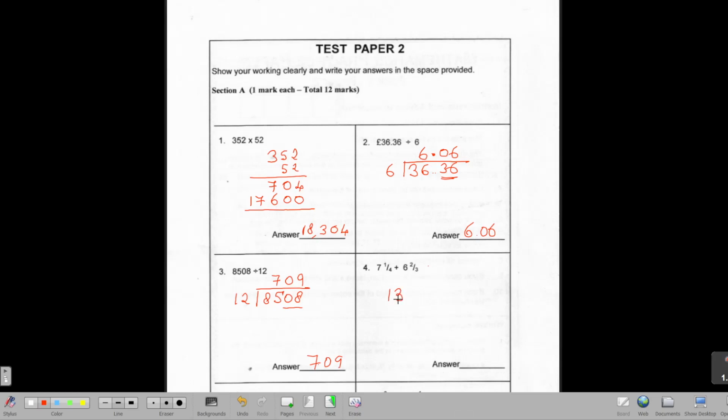First add the whole numbers, then make the denominator the same. Times it by 3 and times it by 3. So that will be 13 and 3 over 12 plus 8 over 12. That will be 13 and 11 over 12.